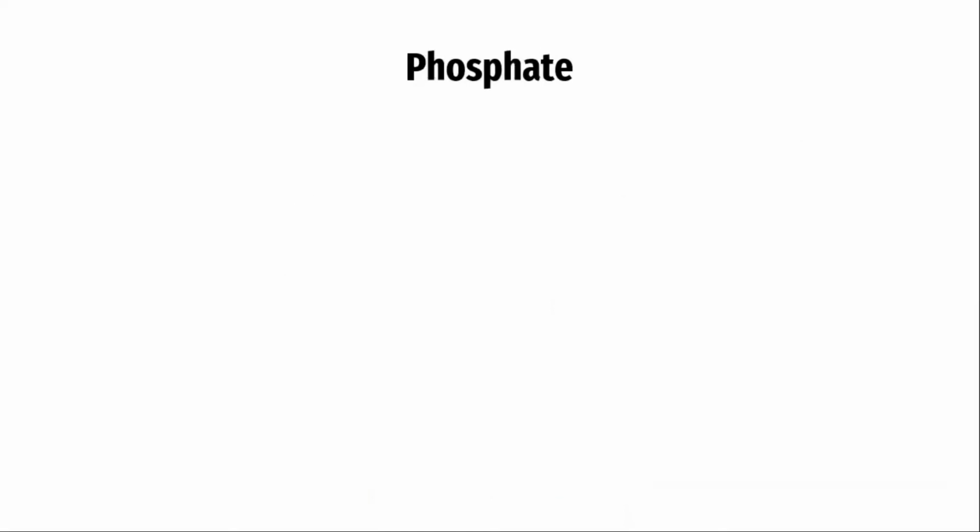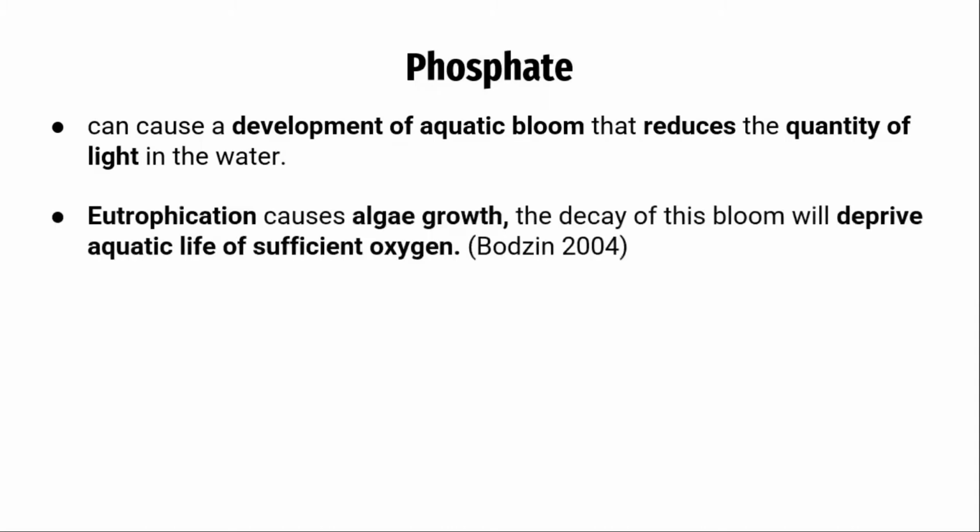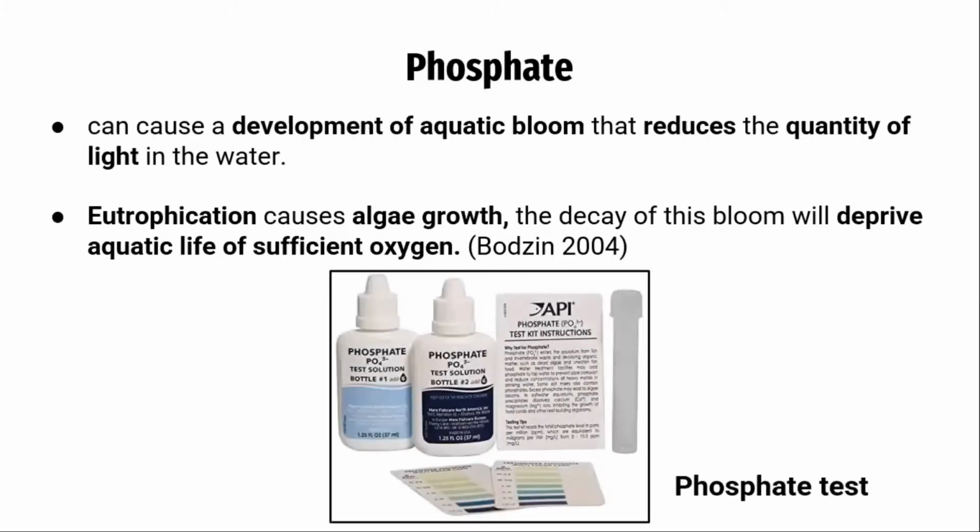Higher phosphate content in the lake can also be harmful to aquatic organisms. It can cause the development of an algal bloom that reduces the quantity of light in the water and again decreases the amount of dissolved oxygen. Eutrophication causes algae growth. The decay of this bloom will deprive aquatic life of sufficient oxygen. Phosphate can be measured through several phosphate tests. A time-efficient phosphate test kit can be beneficial. It is also interpreted as milligrams per liter.